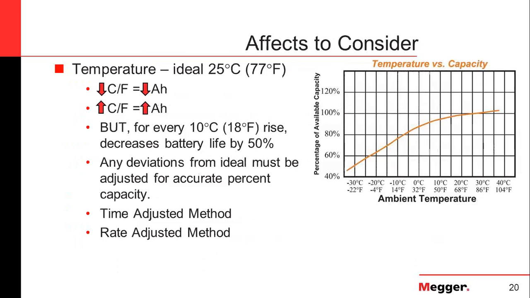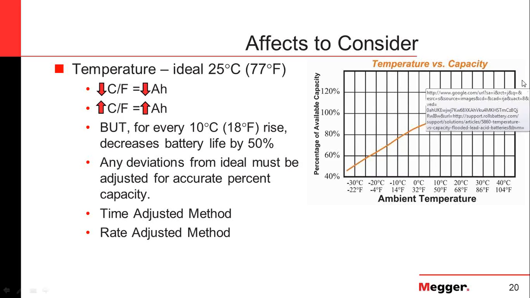Now, some of the effects we need to consider. One of the big things we need to consider is temperature. I mentioned earlier that a battery manufacturer gives the rating of the battery at a certain temperature, which is 25 degrees Celsius or 77 degrees Fahrenheit. As the temperature decreases, my amp hour decreases.